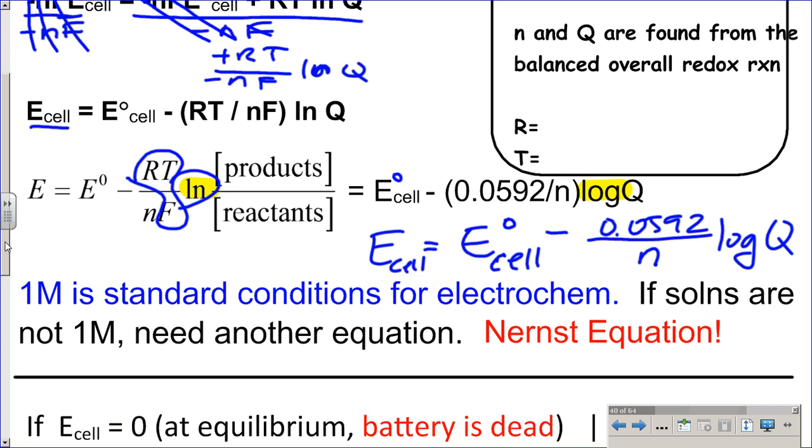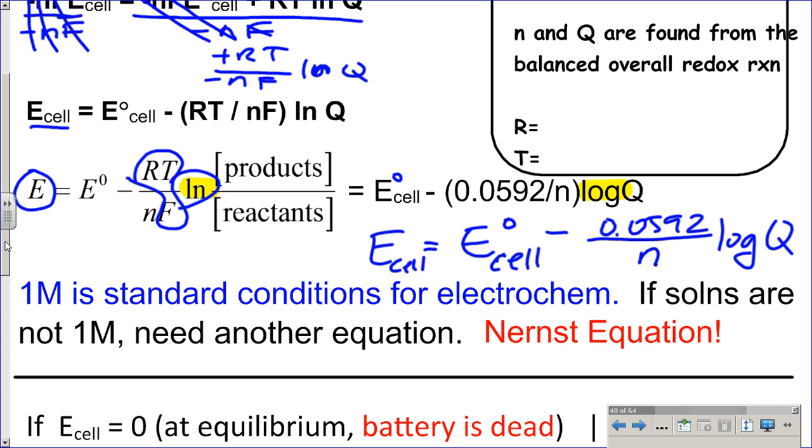Alright? So I just took the E cell, which is this thing over here, equal to E naught cell minus 0.0592 over n log of Q. So it did change from ln to log. That's why I just tried to make sure you can see the difference.